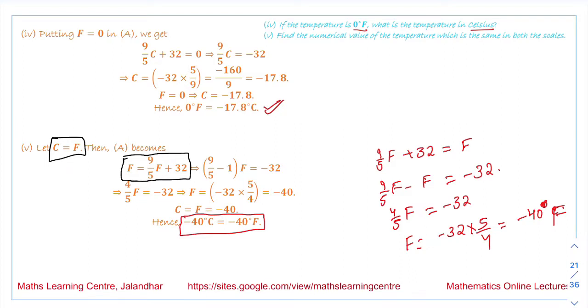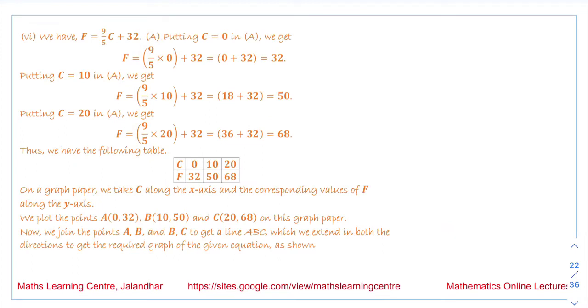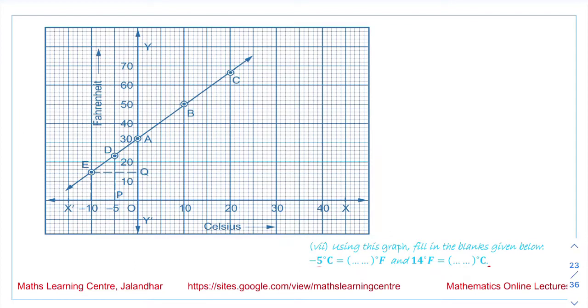Next thing we have to draw is the graph of the linear equation F is equal to 9 by 5 C plus 32, and we have to take the degree Celsius along the x-axis and degree Fahrenheit along the y-axis, and from this graph we have to find the value of minus 5 degrees Celsius in terms of Fahrenheit and 14 degrees Fahrenheit in terms of Celsius.